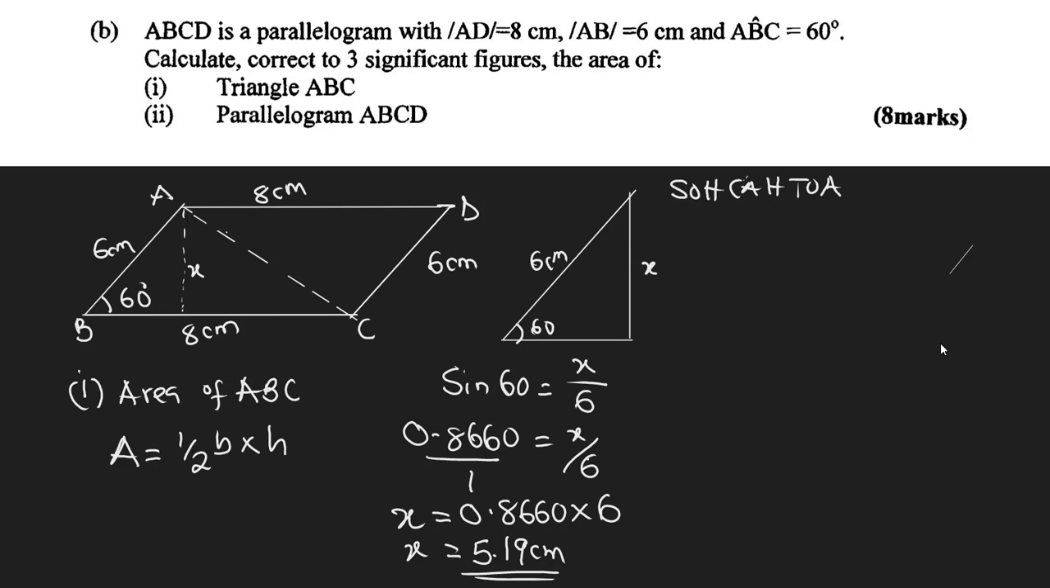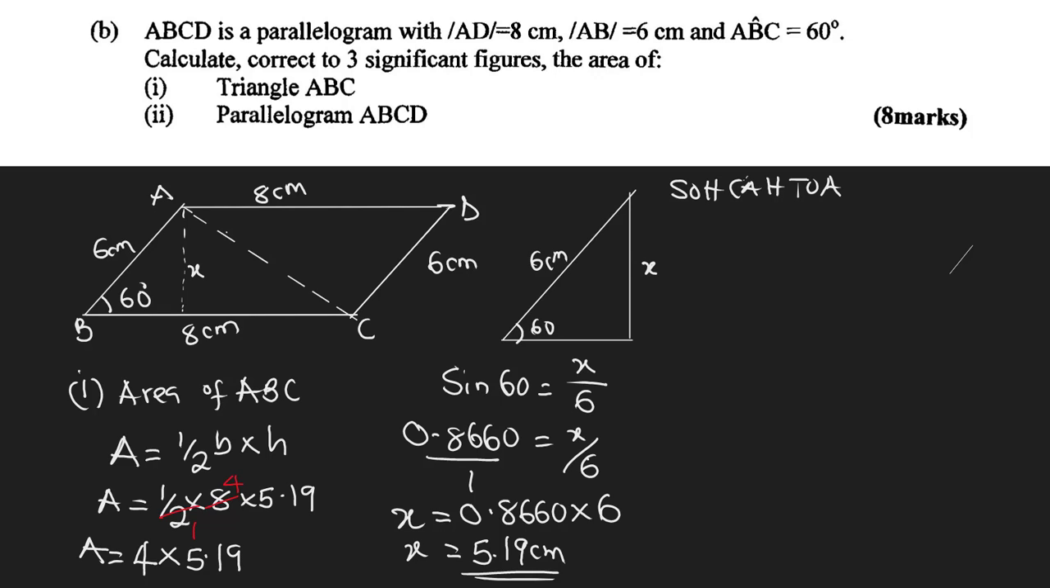We've gotten our height, so we can now go back to the formula and substitute. We have our A now equals half times the base, 8, times the height, which is 5.19. Remember the question said we should leave our answer in 3 significant figures, right? So half times 8 is 4. Area equals 4 times 5.19.